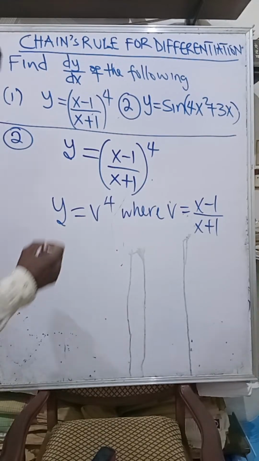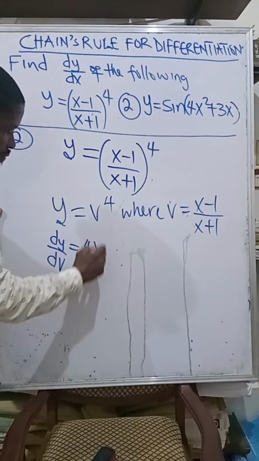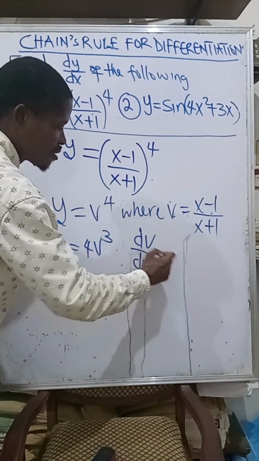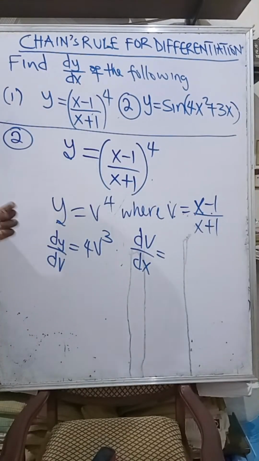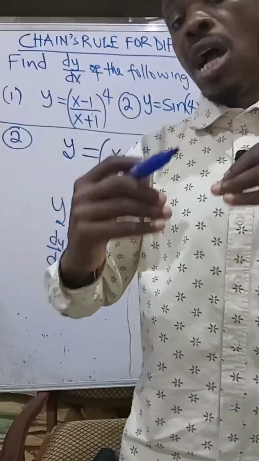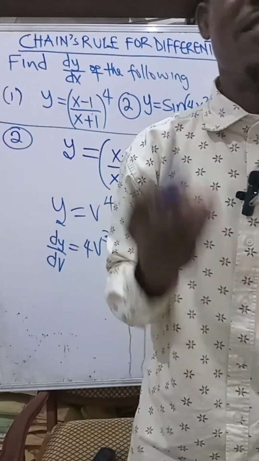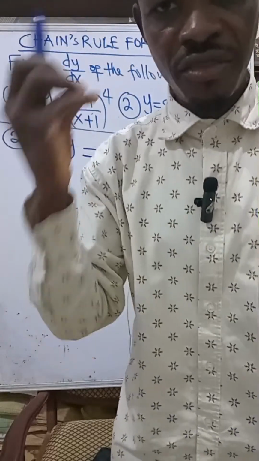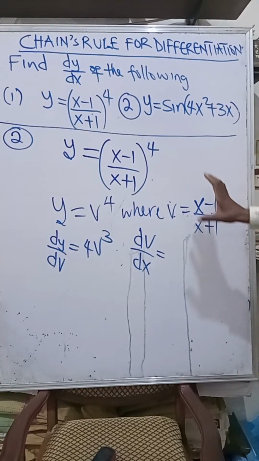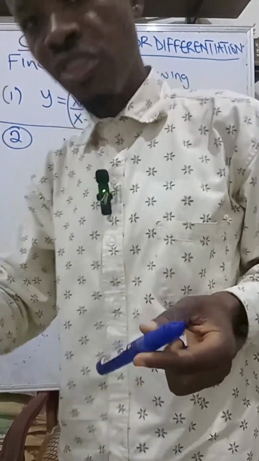Then the next thing to do now: y is now a function of v. So dy/dv is equal to 4v to power 3. v is a function of x, so we're going to do dv/dx. But when you have a function that involves a fraction that has a numerator and a denominator, and you want to differentiate it, this calls for what we call the quotient rule. You apply the quotient rule.